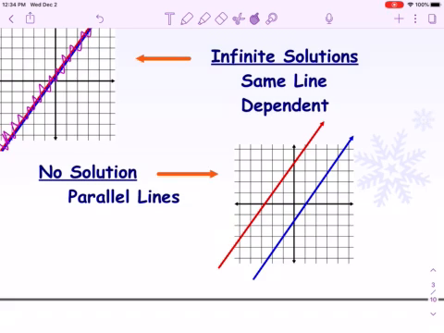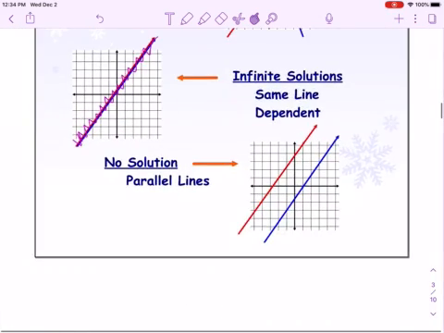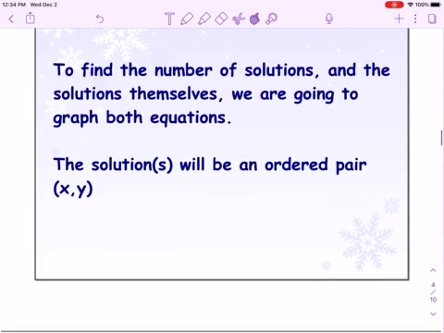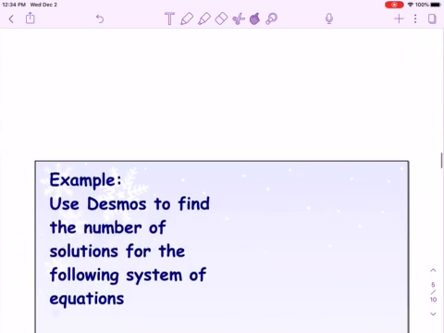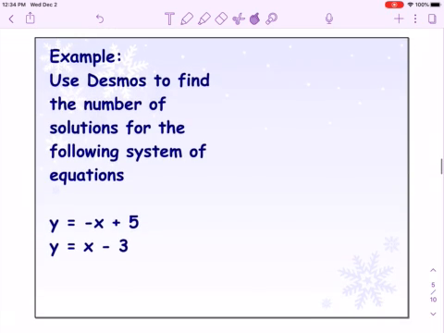No solution happens if they're parallel because we know parallel lines never intersect. They have the same slope, which means they increase or decrease at the same rate, and they're never going to cross. To find the number of solutions today, we are going to graph them, and your solutions are going to be an ordered pair. The solutions are going to be an ordered pair this entire chapter, no matter which method we're using, but today we're going to start with graphing, and we're actually going to graph them in Desmos, not by hand, because it's more accurate, and on your state test you'll have Desmos available to you.